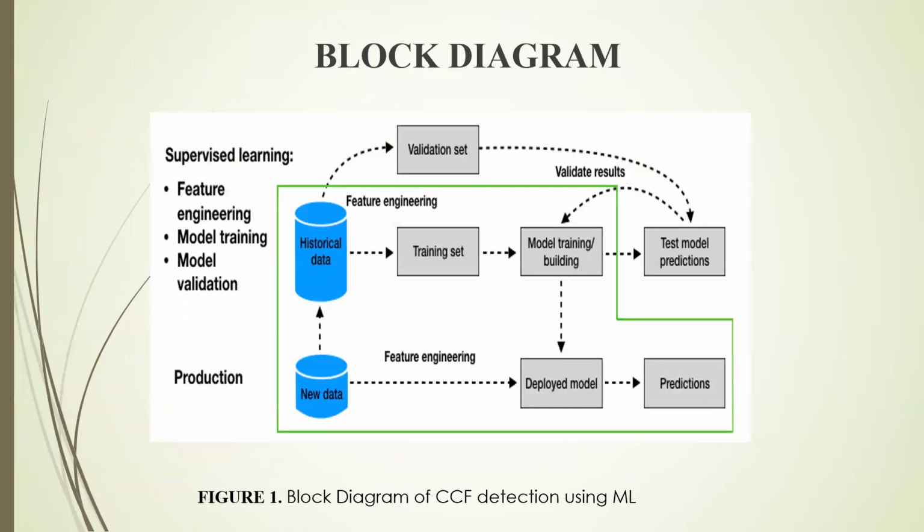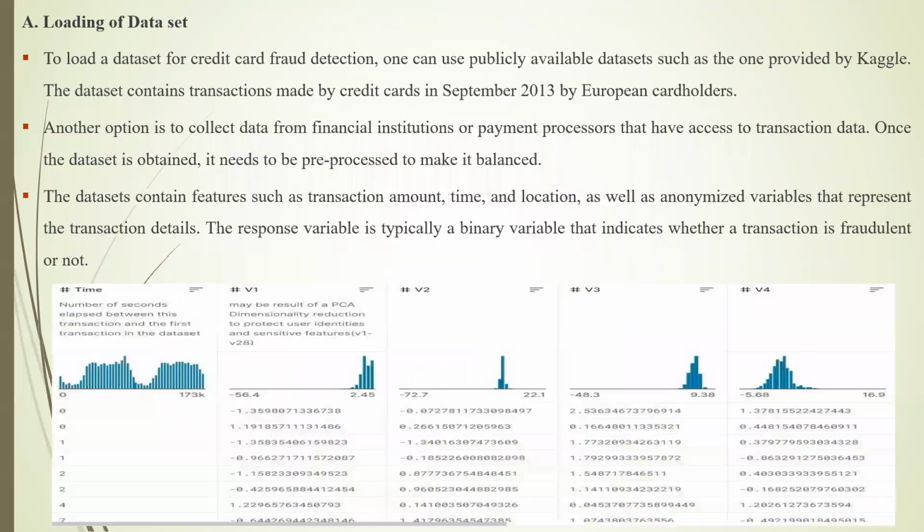This is the block diagrammatic explanation of credit card fraud detection using ML. The first step is loading of the data set. In loading of the data set, what we do is collect the data set from either Kaggle, which is open source, or from a financial institution or payment processor that has access to the transaction data. These are the two methods by which you can get the data set. Currently, the data set which I have presented on the screen is from Kaggle, and it is from September 2013 by European card holders.